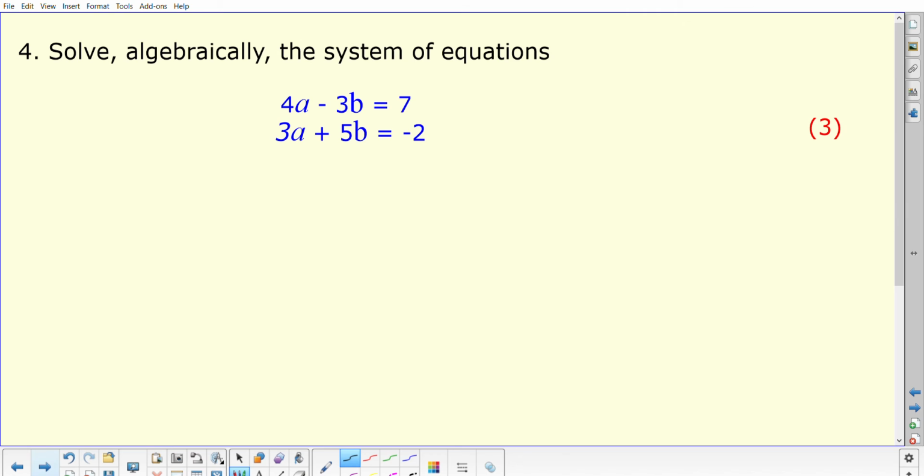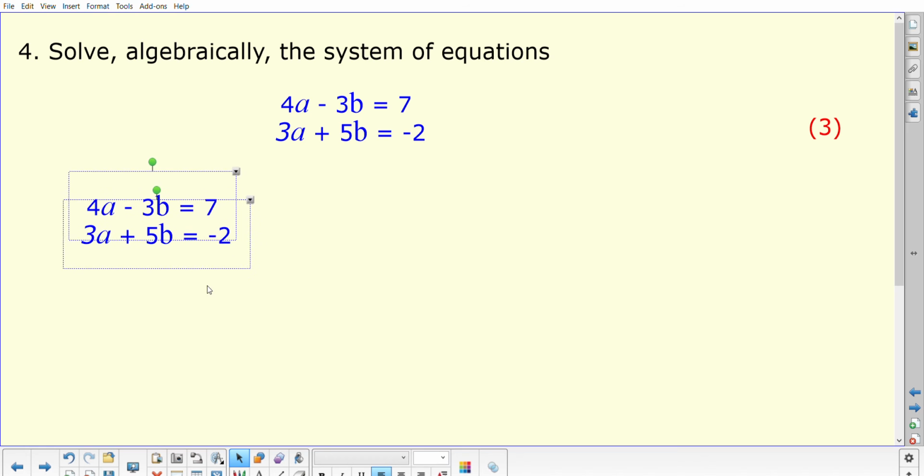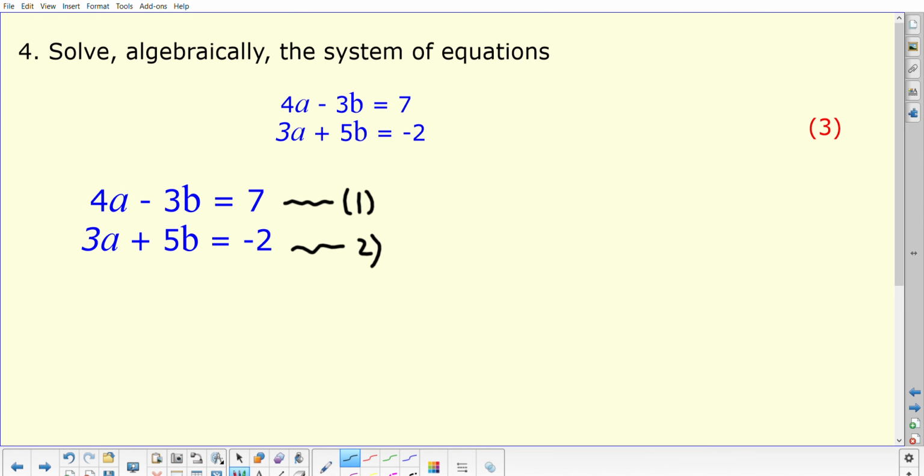Right, number 4. So this is simultaneous equations. You've been given a pair of equations. So this is about looking for you to know the techniques that we would use for this type of thing and be able to solve them. As always, you're expected to number these equations. So we're going to call that equation 1, equation 2.